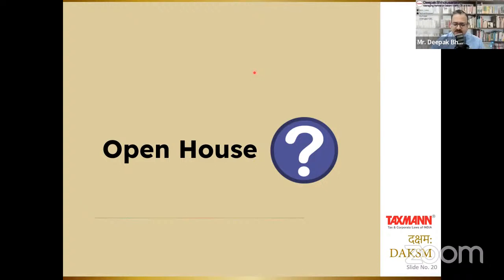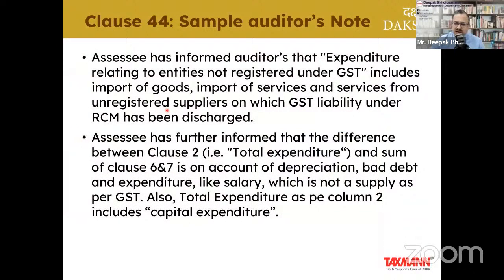Sir, what about ineligible ITC, sir? I've already explained this, Raviji. Sir, I have already explained to you in the note I have already shown to you. If you look at the note, I have already disclosed the entire amount in column number 2, and excluded it in columns number 3 to 7.